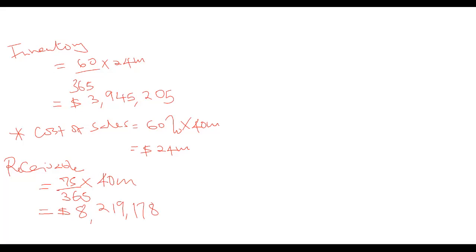Okay. What else? We can therefore get the current ratio of this company, which is equal to 1.4 times. Is it 1.4? This should be 1.4. Yes.